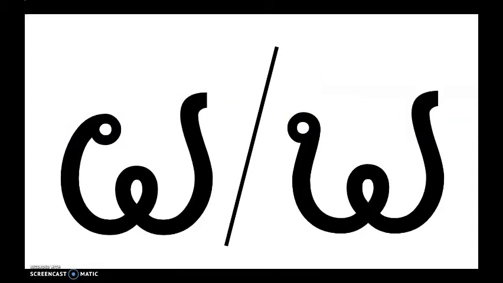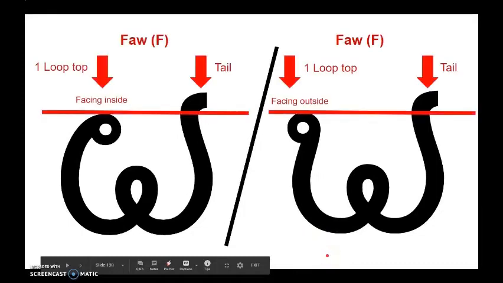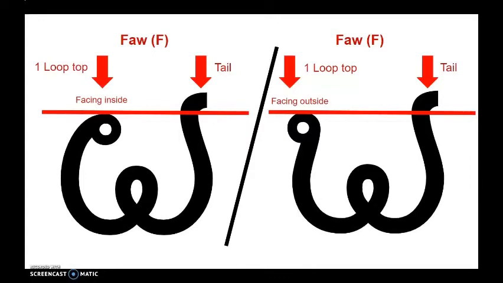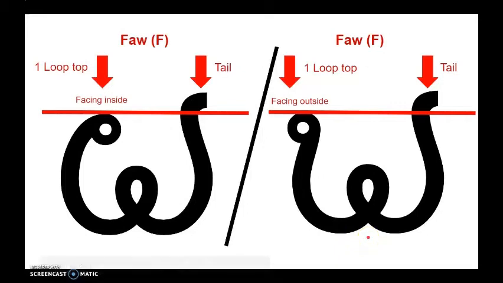How about these? What are these? They both have a tail. Okay, both have a tail. So what letter is this? These are the letters faw. Okay, both of them same name, same or similar sound, faw, like the letter F. Okay?